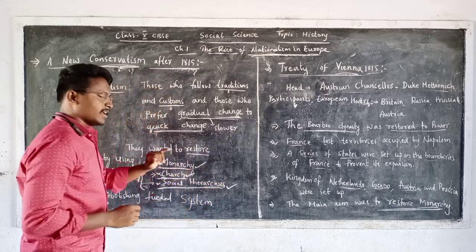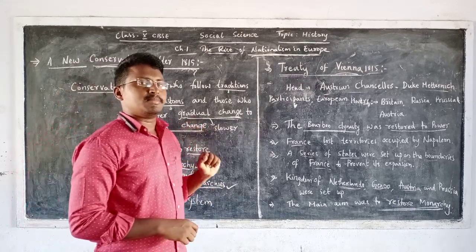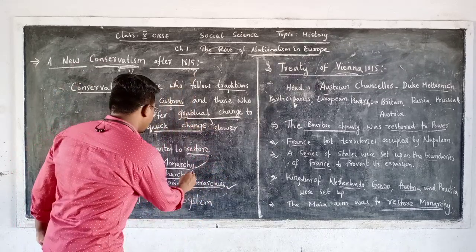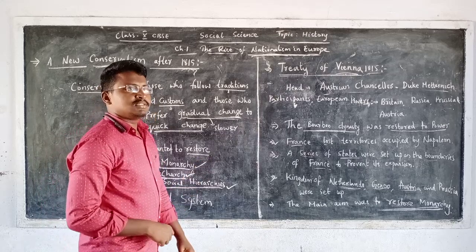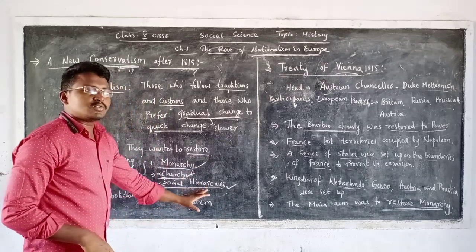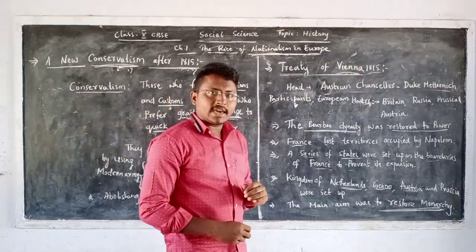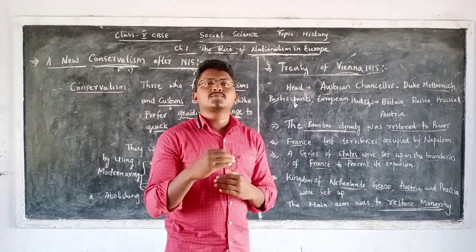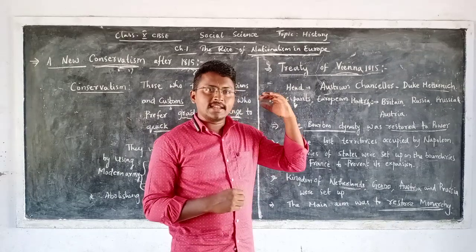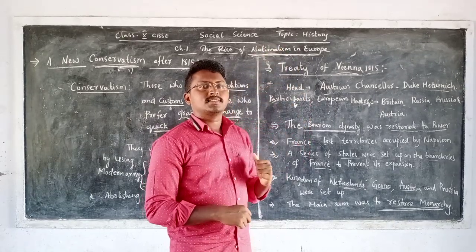So you know what monarchy is? It is a rule by a single person. Then they also wanted to bring back power to the church. Then they also wanted to bring back something known as social hierarchies. That means again they wanted to bring social order in society. Again, the first estate, second estate, third estate.